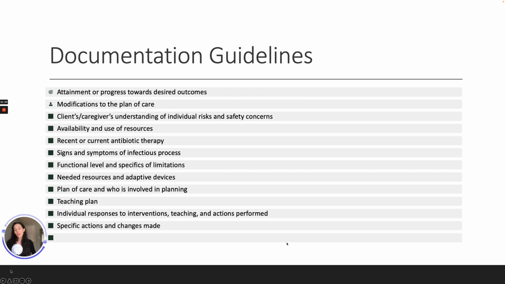And documentation guidelines should include attainment of progress towards desired outcomes, modifications to the plan of care, client and caregiver understanding of individual risks and safety concerns, availability and use of resources, recent or current antibiotic therapy, signs and symptoms of infection, functional level and specific limitations, needed resources and adaptive devices, plan of care and who's involved, teaching plan, individual responses to intervention, teaching, and actions performed, and specific actions and changes made.